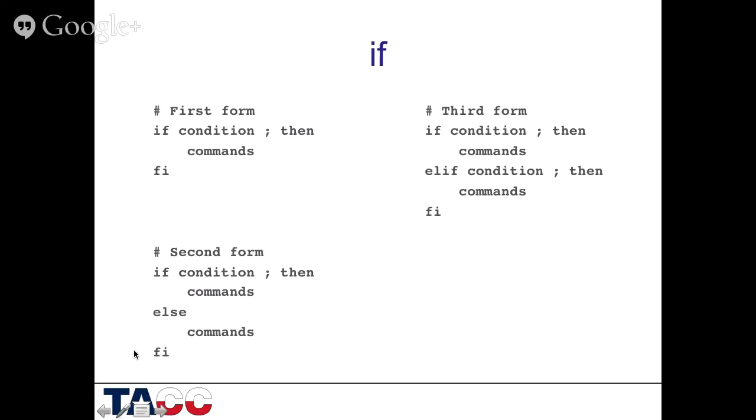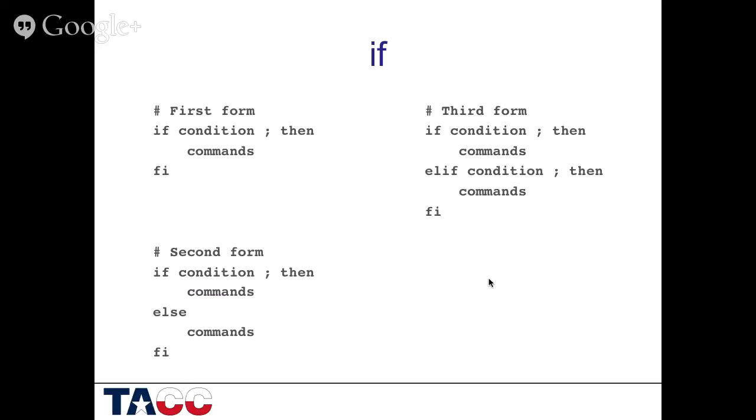So we can have if some condition, then do something, else do something else. And then you can also have the third form, if you want to have some else-ifs in there. You can have if some condition, then do something, elif, do some other stuff. You can have as many else-ifs as you like, and it is E-L-I-F. And then you can also have an else at the end of that as well, if you so choose.